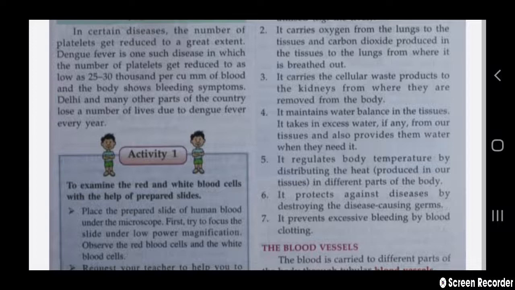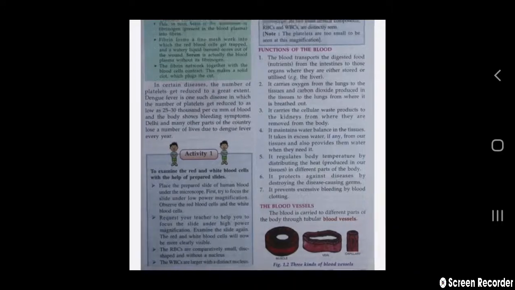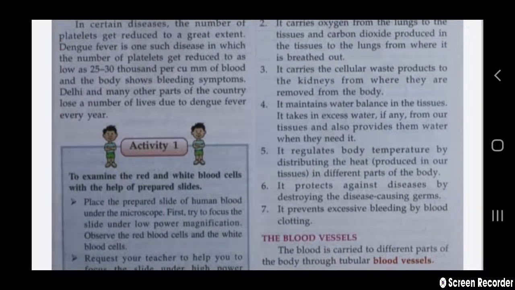You can see in viral fever or many diseases they may say check your platelets, and they may say your platelets are less. This is because in diseases like dengue fever, the number of platelets gets reduced to 25 to 30,000 per cubic millimeter. It should be around 2 to 3 lakh per cubic millimeter in the blood. But now it has decreased to 25 to 30,000 due to dengue fever, and the body shows bleeding symptoms.